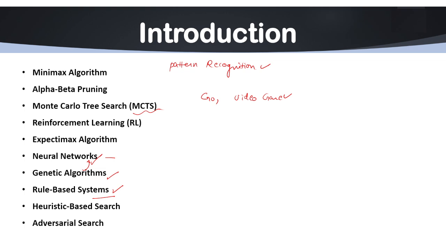All right, so I hope everything is clear to you. We have discussed 10 different algorithms for creating any game based on artificial intelligence. So this particular session is very very important for you all.